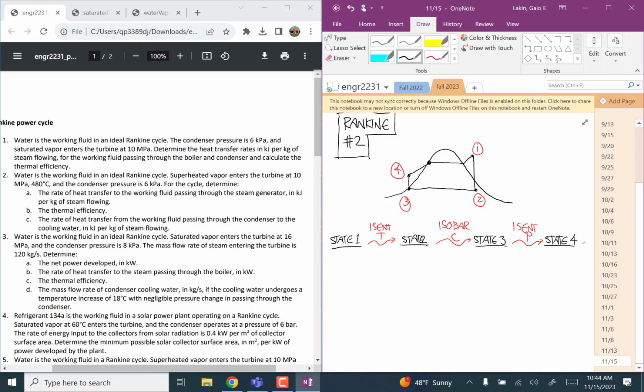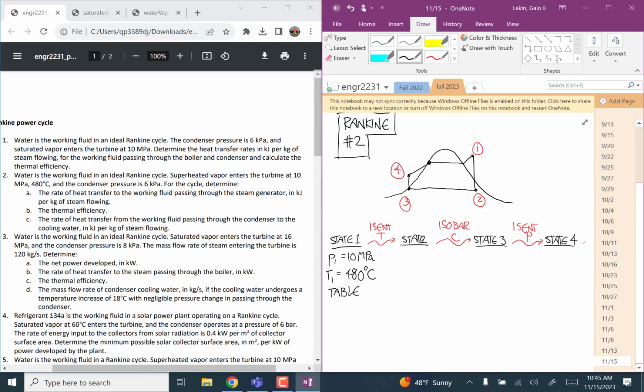This water enters the turbine at a pressure P1 of 10 megapascals, equal to 100 bar, and a temperature of 480 Celsius. And so we have enough to look stuff up in the table. We needed 2 different properties, but we have them.